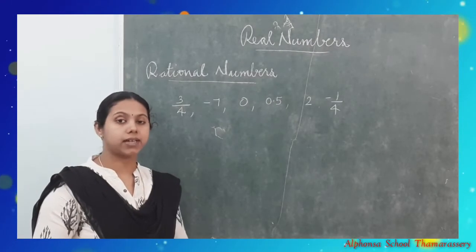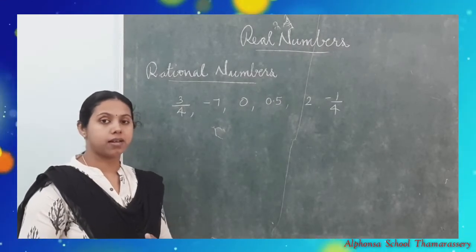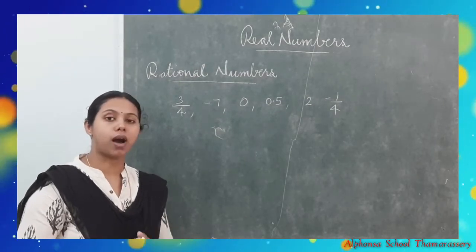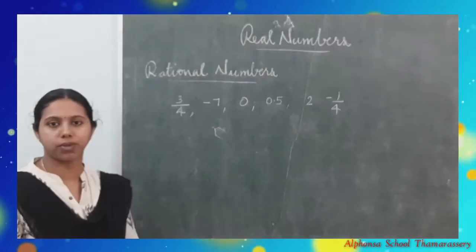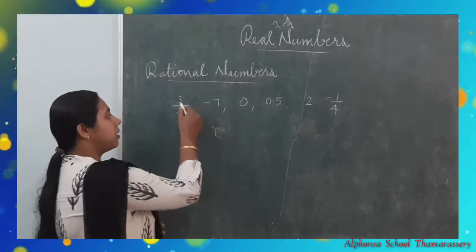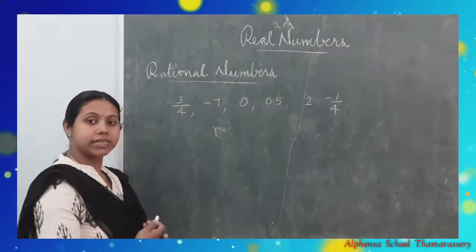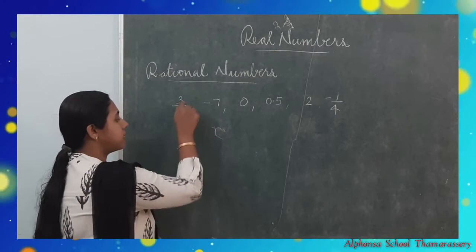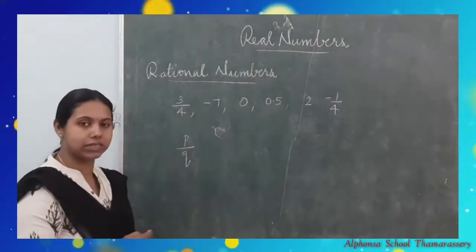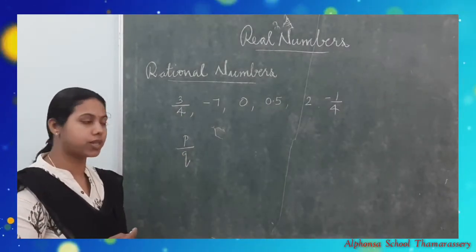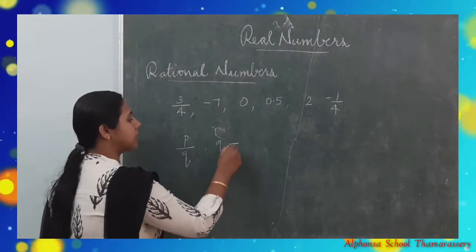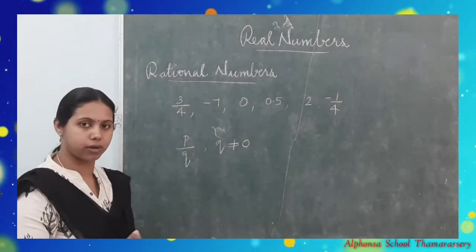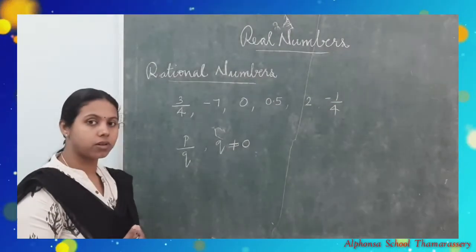We know that rational numbers are the numbers which can be written in the form of P by Q, where P and Q are integers and Q is not equal to 0. Here, in the first case, 3 by 4 is a rational number. It is in the form of P by Q, where P is equal to 3 and Q is equal to 4. Both are integers, and Q is not equal to 0. That is the condition. Here Q is equal to 4, which is not equal to 0. So what happens if it is 0?